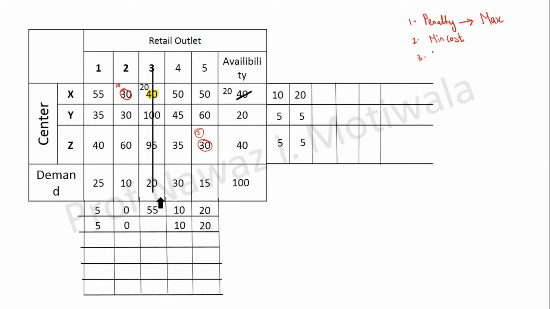So third, you have to check where you can allot the maximum. These are the tiebreakers. This sequence you have to follow. First, you need to check the maximum penalty. Then if the penalty is the same or there is a clash in penalty, you do the tiebreaker on the basis of minimum cost. Then if you find that in the minimum cost also there is a tie, for this tiebreaker you have to check for the maximum allotment.